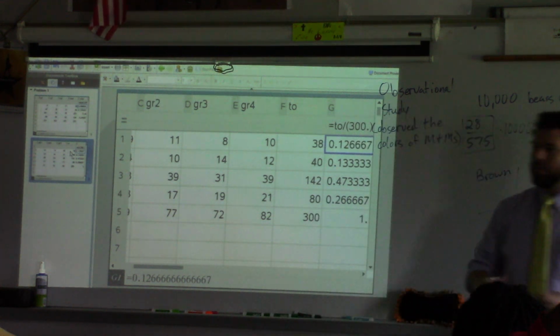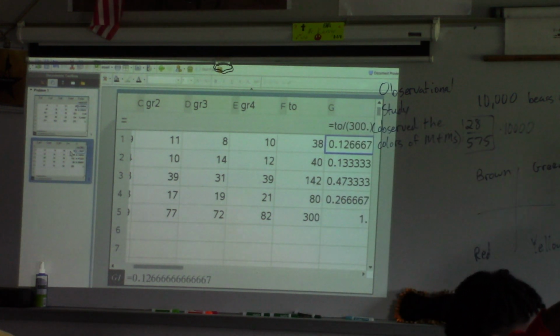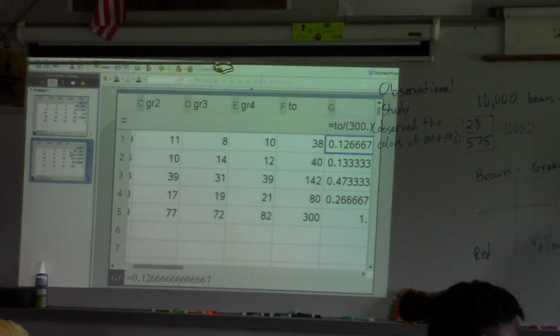What you're doing wrong right now is not paying attention and writing some notes down, because you will need these notes later. You were typing stuff in a calculator, trying to figure that out. I need you paying attention to this part right now. We're observing the colors of M&Ms.